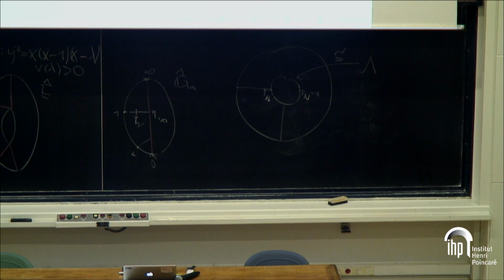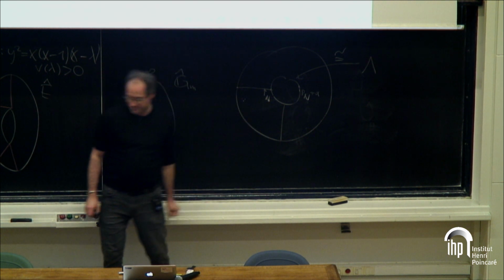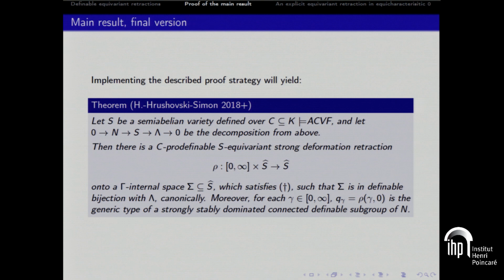So if we can implement this, then we get the following slightly amended result. Everything is the same, except that at the end we know that the skeleton is in definable bijection with lambda canonically, because I do it this way. The same theorem as I already stated: there is an S-equivariant pro-definable strong deformation retraction of S hat to a gamma-internal thing, but the gamma-internal thing is now just S mod n. Yes? If S was actually an abelian variety, do you get a simpler statement? No, it's the same. Nothing simpler. No.